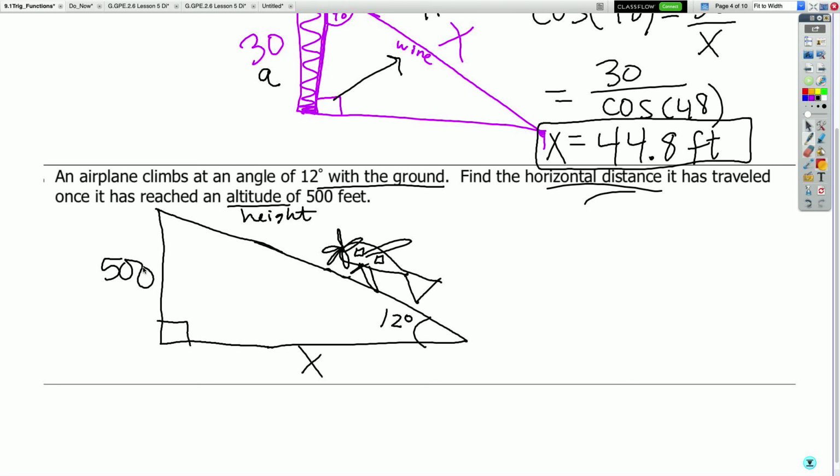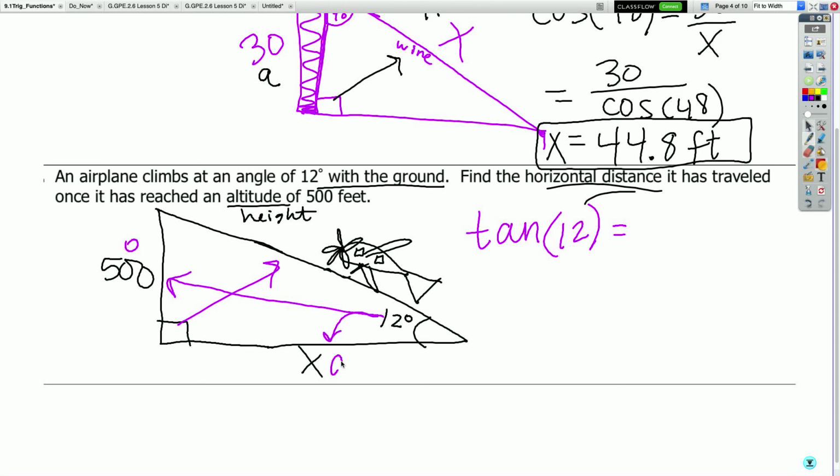So from here, we can go ahead and start solving like some of you are doing. So I do not have a hypotenuse, so like Fluffy said, this is what function? Tan. They gave me the angle, so tan of 12. And then we want to do opposite over adjacent. So 500 over x. x is on the bottom, so what are we doing? Dividing.